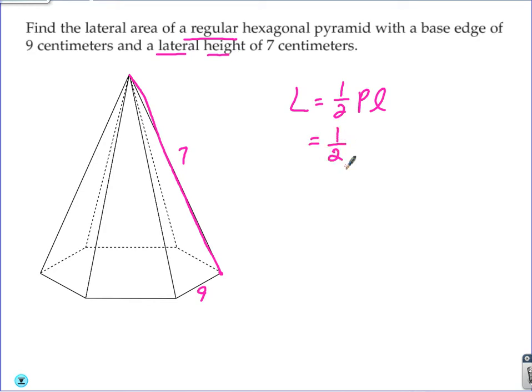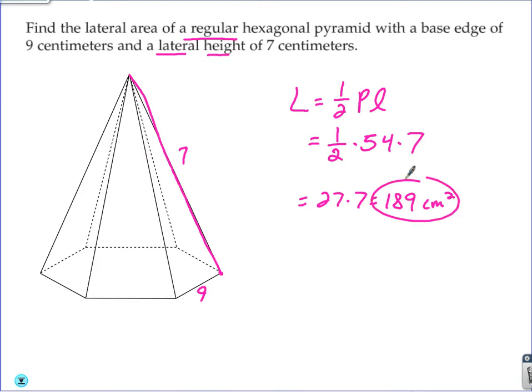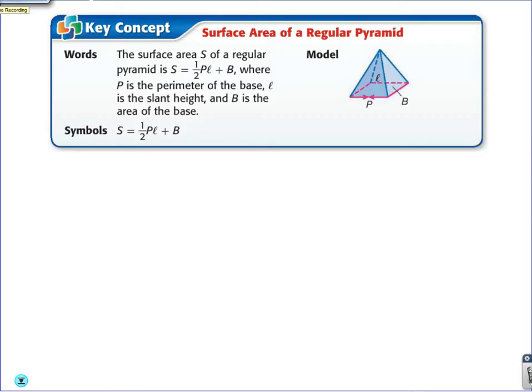The lateral area is equal to 1/2 times the perimeter of the base. Each section is equal to 9. Since there's 6 sections, that's 54 times the slant height. 27 times 7, 189 square centimeters. Pretty easy. There we go. Next formula, surface area.